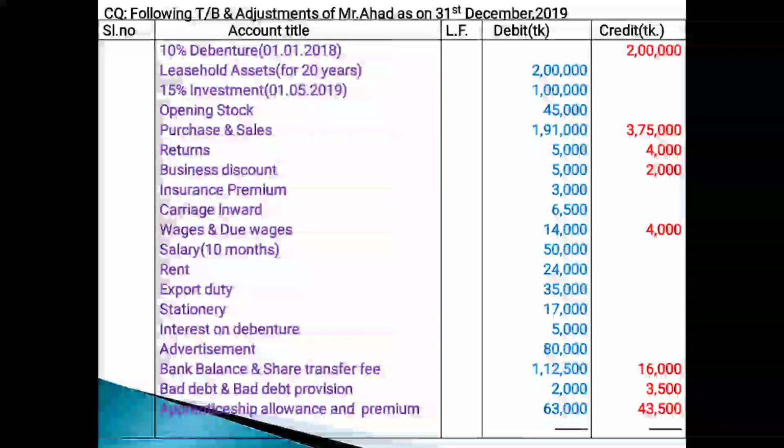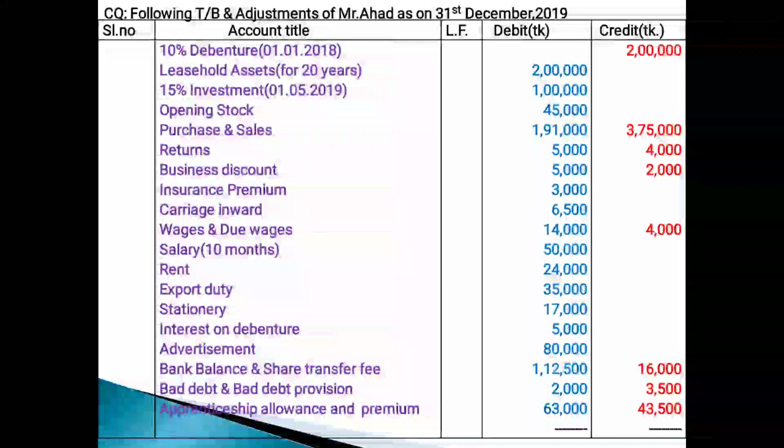Salary is the operating expenses shown in the income statement, but only 10 months. Overall, our financial statement is for 1 year, but 10 months salary is paid. So 2 months is due. 10 months is taka 50,000, so 2 months due is taka 10,000, which is to be added in operating expenses with salary in the income statement, and 10,000 taka will be shown in current liability in the statement of financial position.